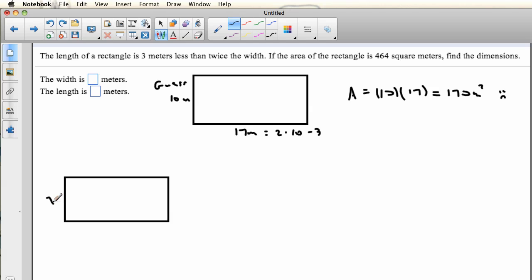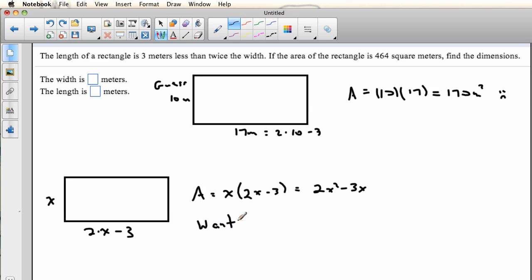So I'm going to let x be my width. The length then I would get by doing 2 times x minus 3. That's what I did here with 10 and twice 10 minus 3. So if the width is x, the length is twice x minus 3. And then the area will be x times 2x minus 3, which is 2x squared minus 3x.